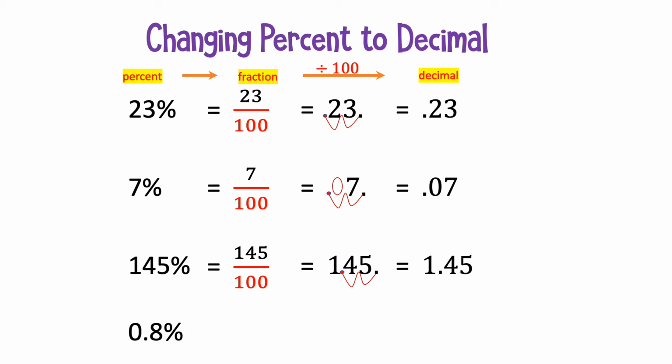0.8%. In this case, the decimal point again is going to move back 2 places. When we move our decimal point back 2 places, we have to add another 0 in front of the original 0, and we have 0.008. So 0.8%, we move our decimal point back 2 places, and we have 0.008, or 8 1,000ths.